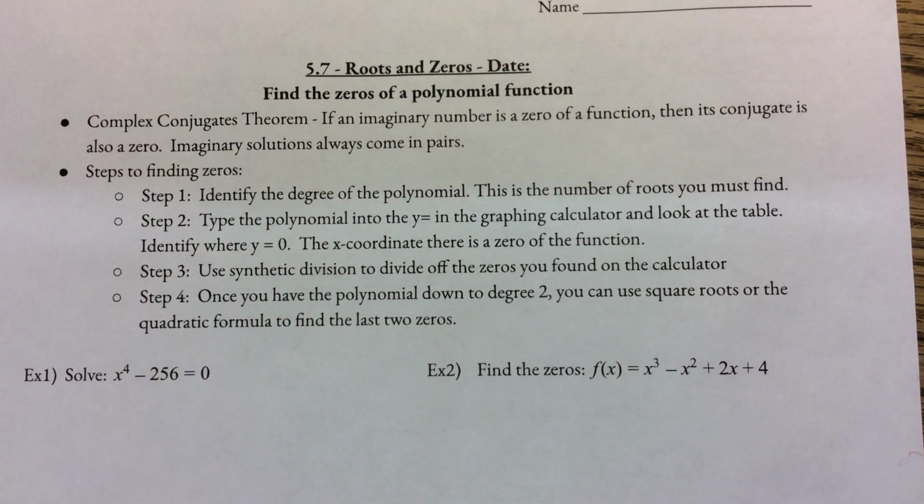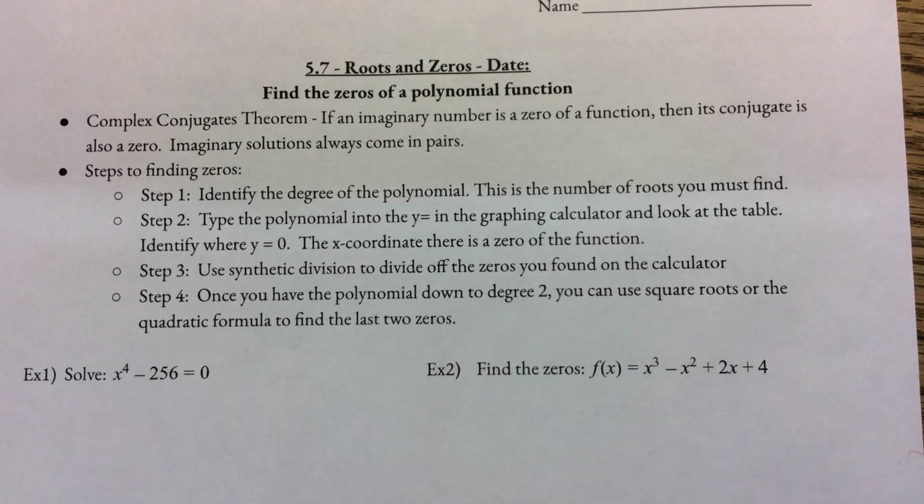Section 5.7, we are looking at roots and zeros, so we want to be able to find the zeros of the polynomial function. So again, this is where it crosses the x-axis or the solution to any type of polynomial function. So we have a couple theorems here.